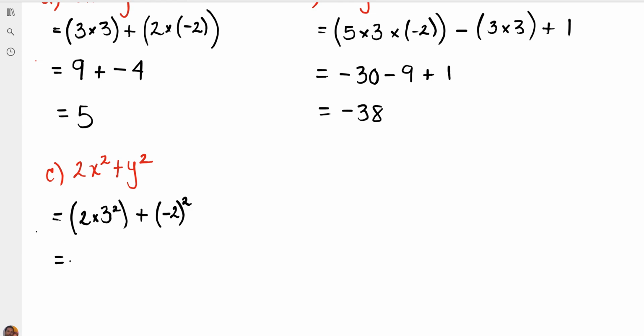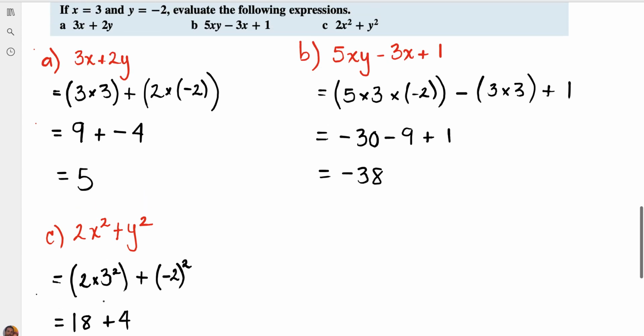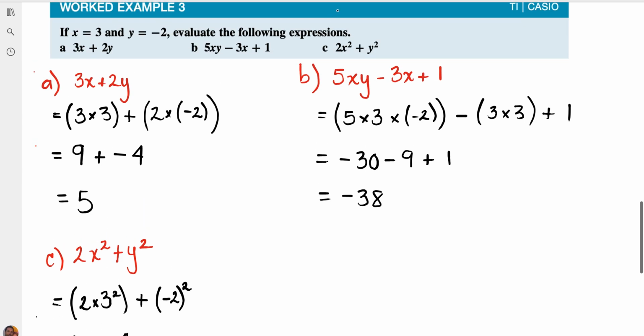So then I have to follow BITMA here. I have to solve first 3 to the power of 2, which is 9, times 2 is 18. Plus -2 to the power of 2 is 4, and this one is equal to 22. Wonderful. We'll do the last video with more examples.